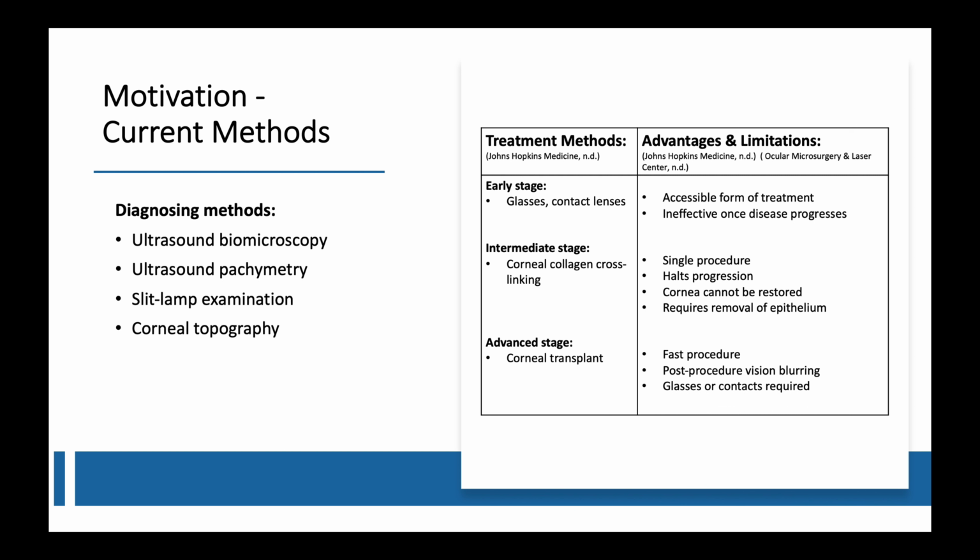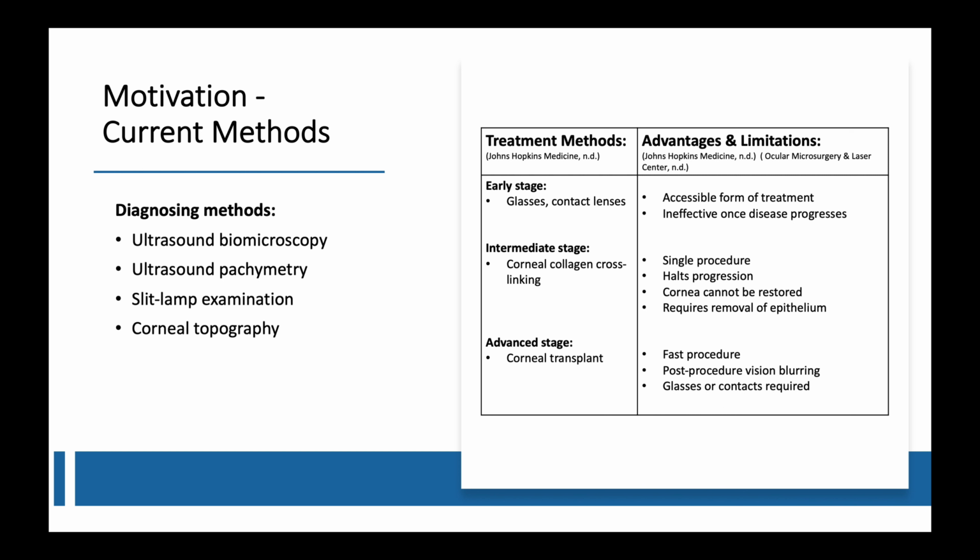There is also a slit lamp examination, which you may have seen during common eye exams, and finally a corneal topography exam. Treatment methods are based on which stage of the disease a patient is in. In the early stages, glasses and contact lenses are suitable and a much more accessible form of treatment as opposed to surgery. However, with disease progression, glasses won't be able to provide enough vision correction and contact lenses will not fit properly on the eye.